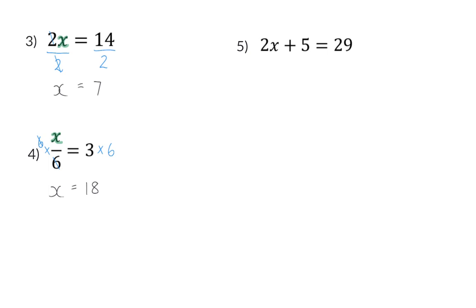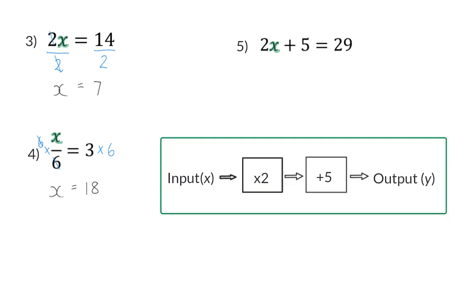In example 5, we now have 2 operations. The x is multiplied by 2, and then 5 is added. Here it is important to realize that the order of calculations will now be applied backwards to solve x. I'm going to explain this by using a flow diagram.